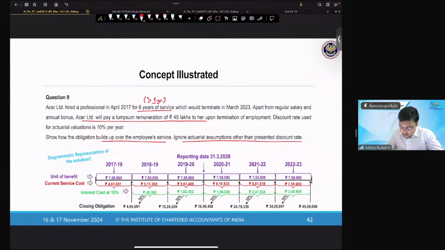So now, she is getting how many things? She is getting 3 things from her employment. One is the regular salary.